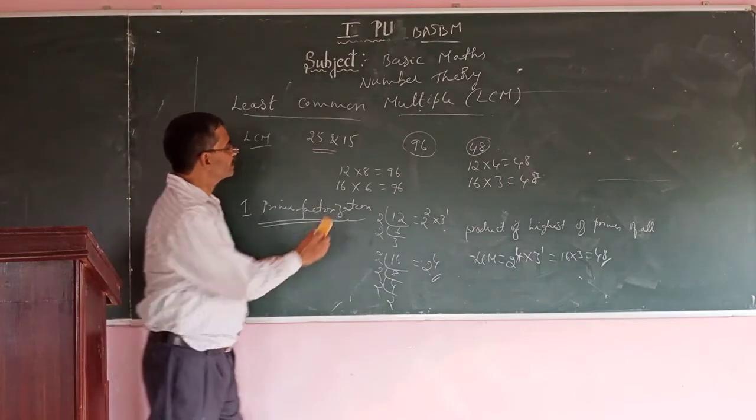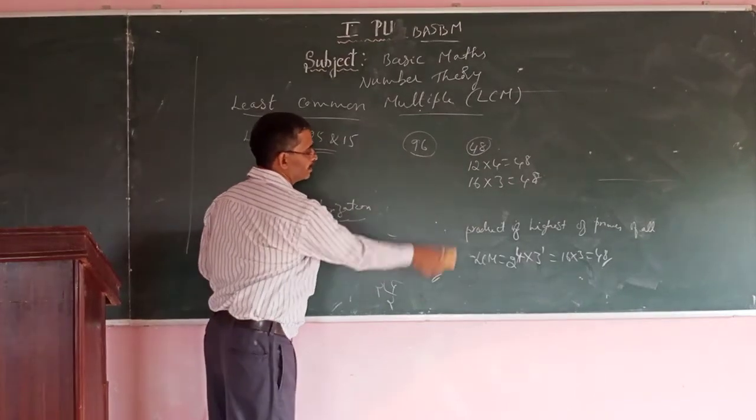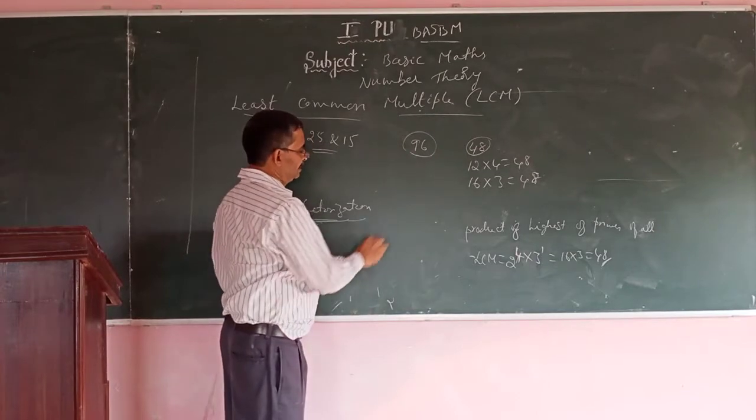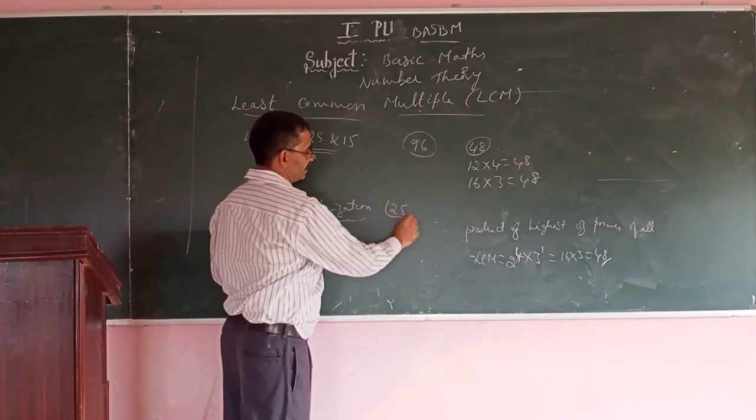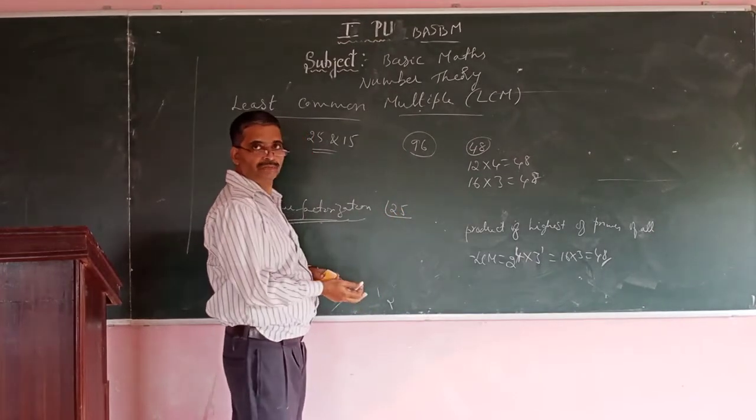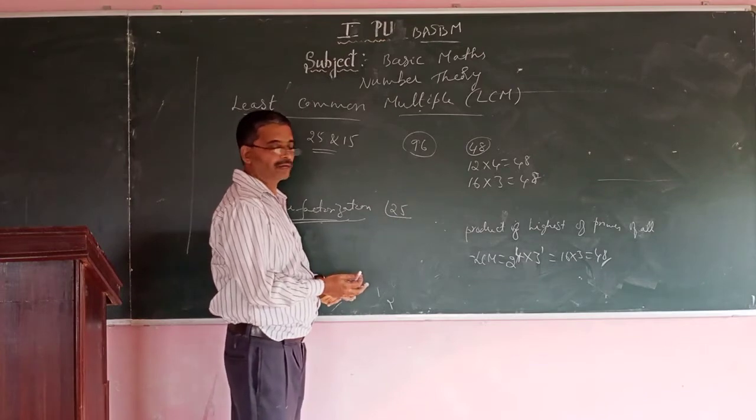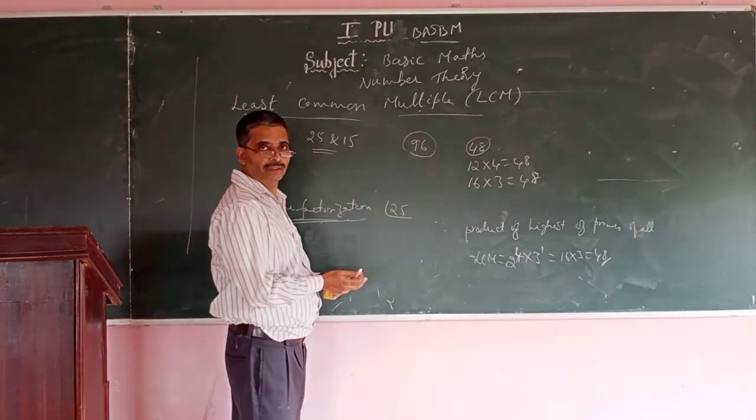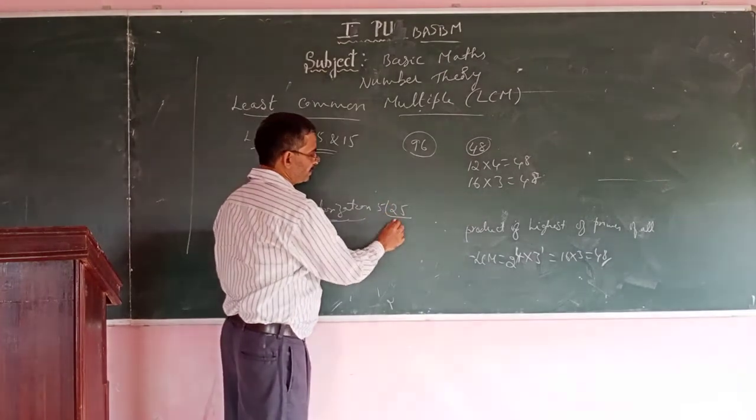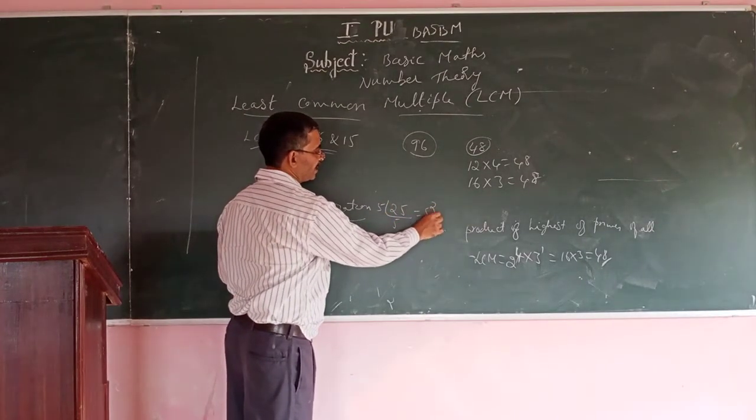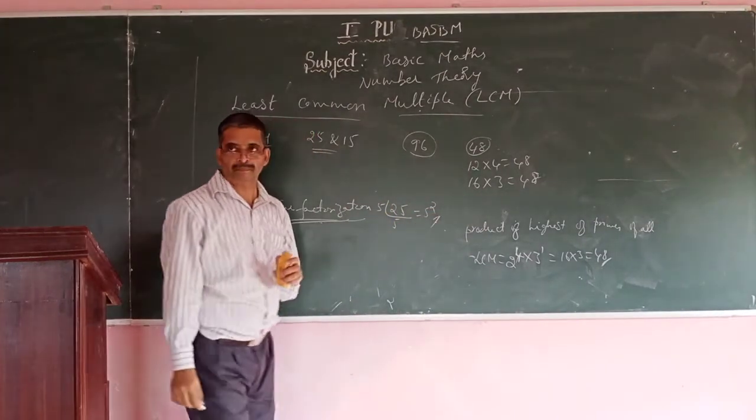So prime factorization method only we are applying. So 25: divided by 5 only. Starting with 2 doesn't work, 2 won't divide. 3 doesn't divide. Then 5 only. 5 into 5 is 25. So 5 square, 5 to the power 2.